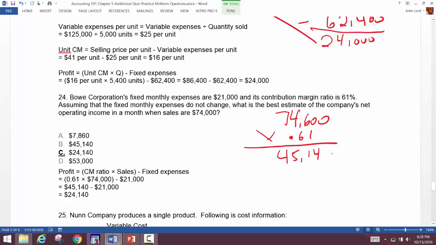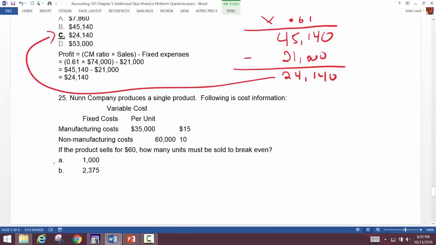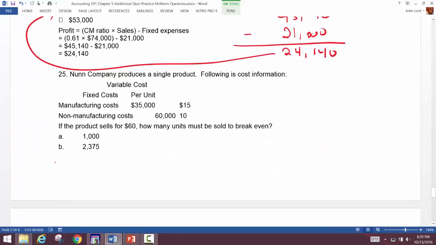Contribution margin first goes towards fixed expenses and then profit. My fixed expenses are what? 21,000. That gives me here a difference of what? 24,140. It's very similar to the last problem, except that I had to do it by unit before, but very similar to the one we just looked at. Okay. Okay, good.